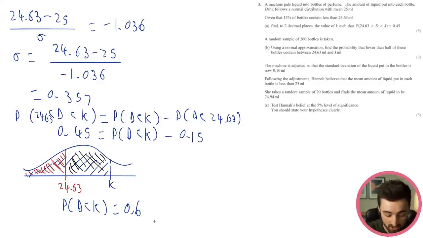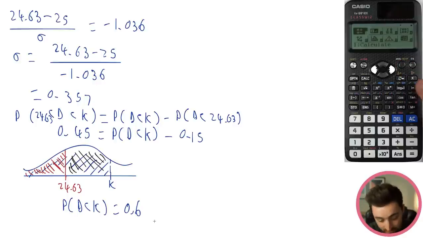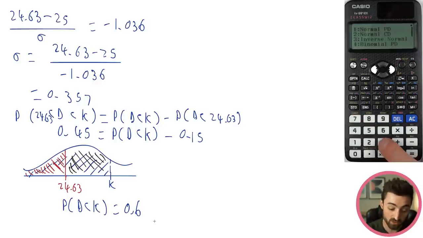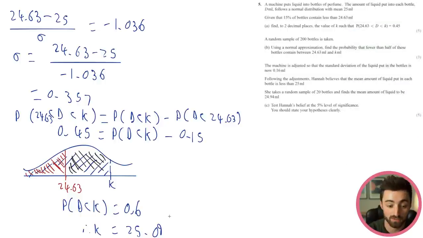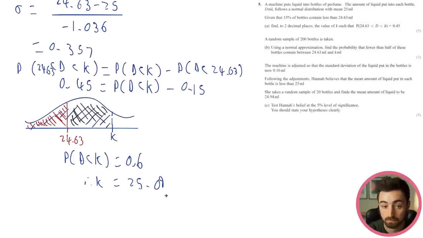So I'm going to go to menu, distribution, inverse normal. I'm going to set my area to 0.6. The same mu and sigma from last time, which are nicely in there already. And that gets me the value of K to basically be 25.1. To two decimal places it wants. So I have here 25.09.